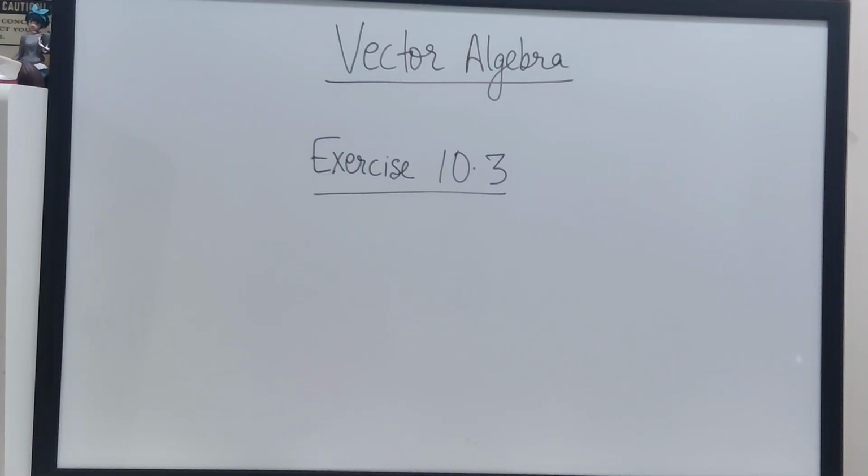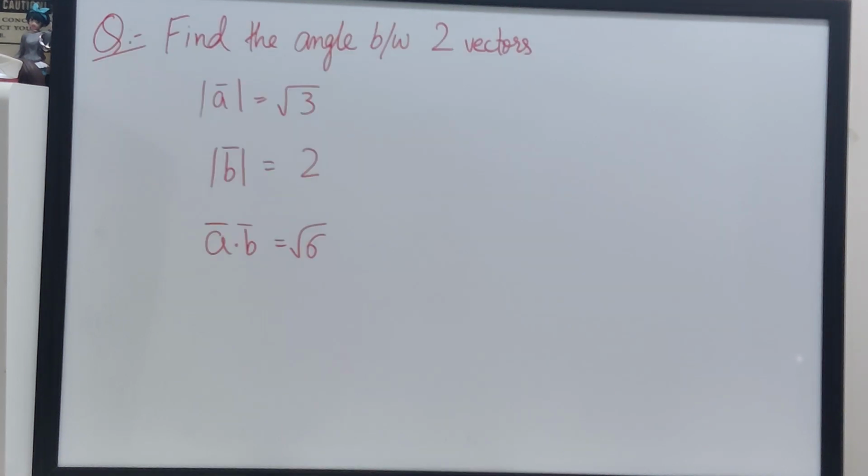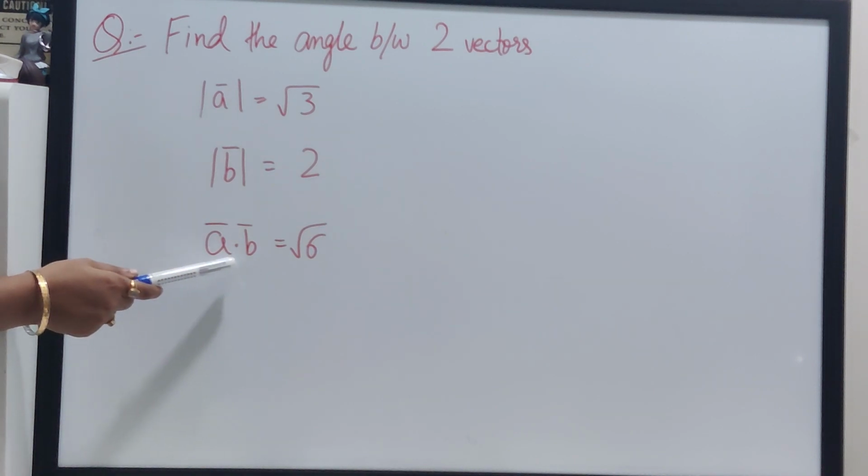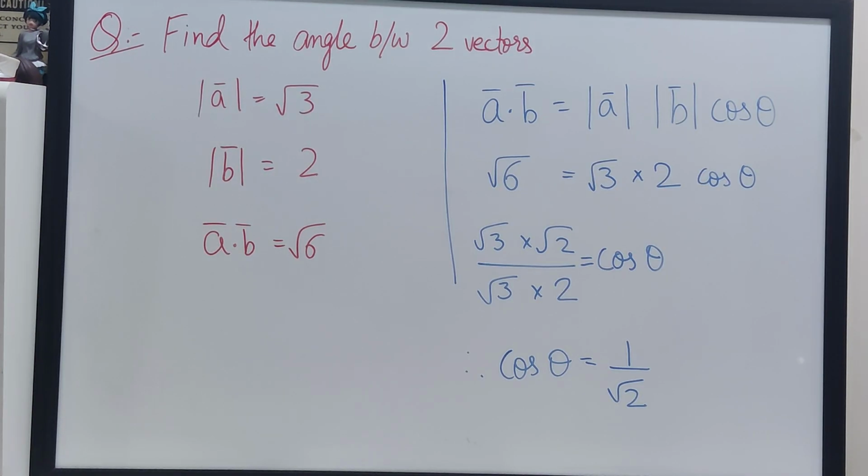Let's begin with exercise 10.3. The first question is, find the angle between two vectors where |A| is root under 3, |B| is 2 and A dot B is given root under 6. So simply put the values in the formula of A dot B and you will get the answer.